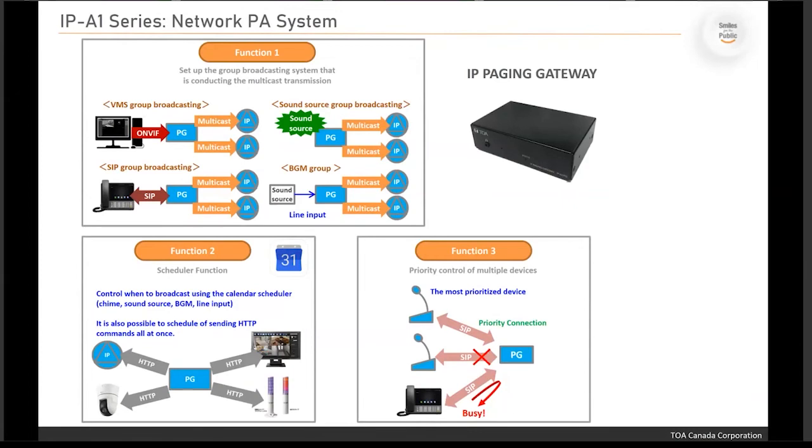The second function, which is similar to the microphone, is a scheduler. In addition to the main functions I already explained for the microphone, it's also possible to schedule sending multiple HTTP commands all at once to different locations. The third function is priority control. If we have more than one paging microphone or a combination of paging microphones and SIP phones, we need a paging gateway to do priority control.